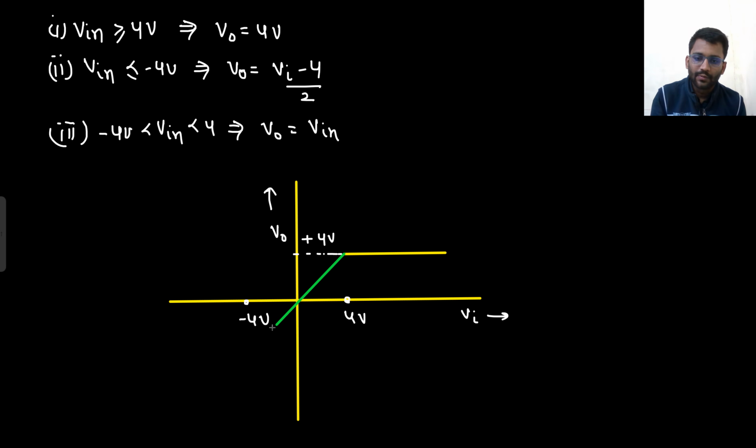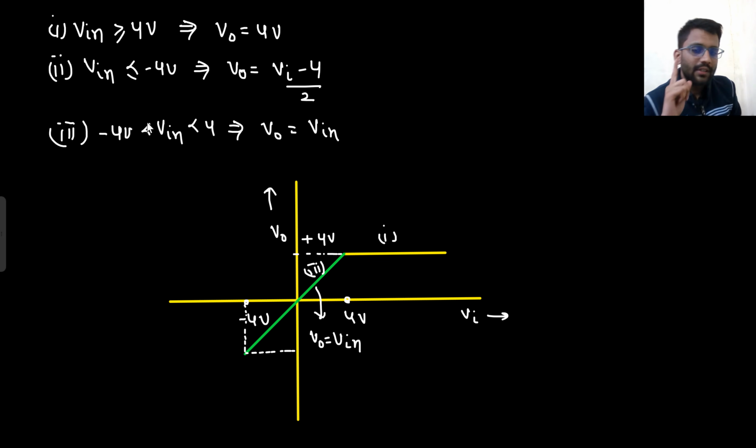V out will be equal to V in between. In between it will look like this. V out will be equal to V in. And when it is less than minus 4 volt, this was region 1, this was region 3rd. Now we are talking about region 2. So the slope is 1 by 2 now. Here the slope is 1. Now you need to make slope 1 by 2.